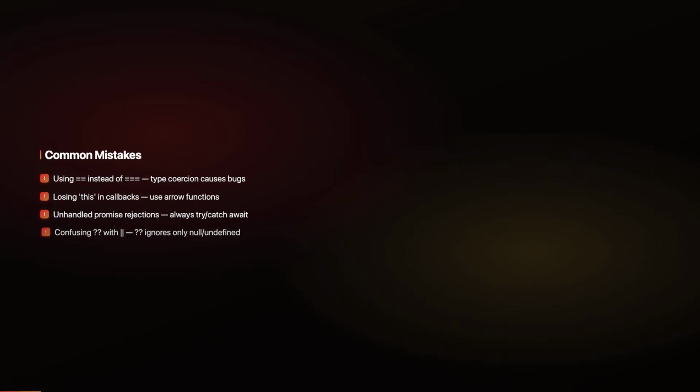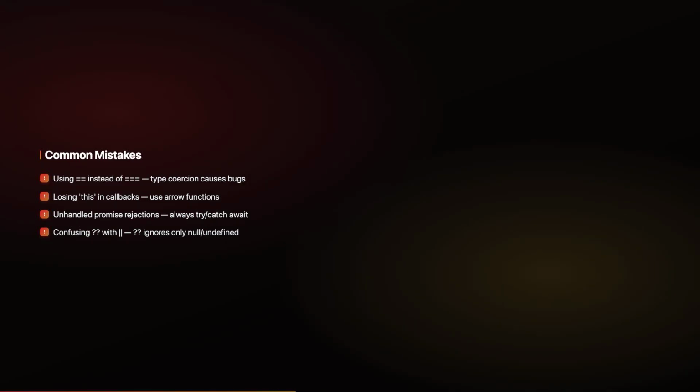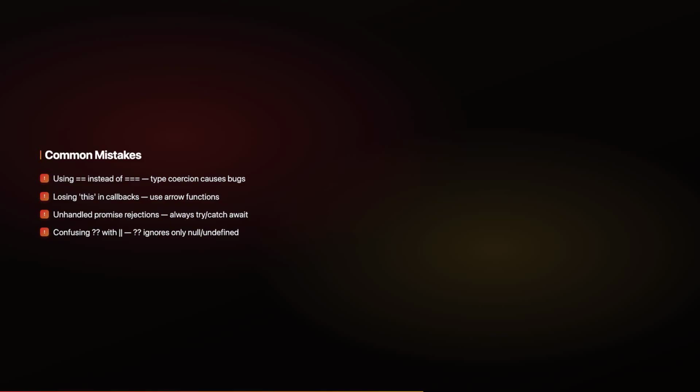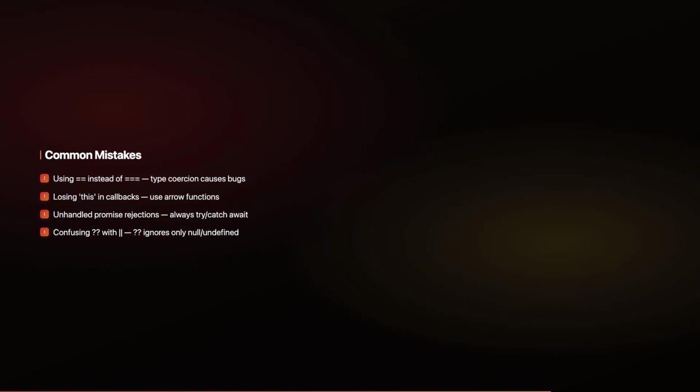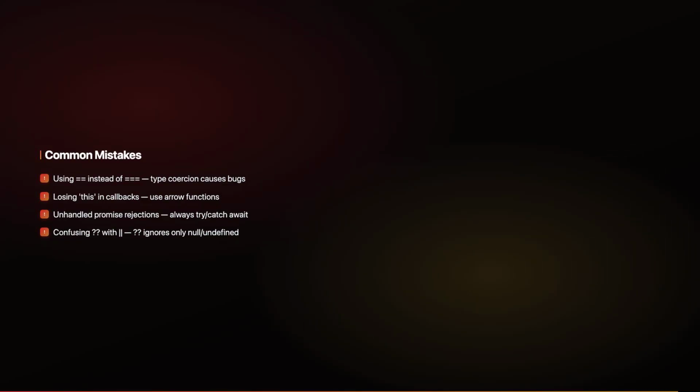Common mistakes to avoid. Using double equals instead of triple equals causes type coercion bugs. Losing the this context in callbacks. Use arrow functions instead. Unhandled promise rejections crash your app. Always use try-catch with await. The double question mark and the OR operator are different.